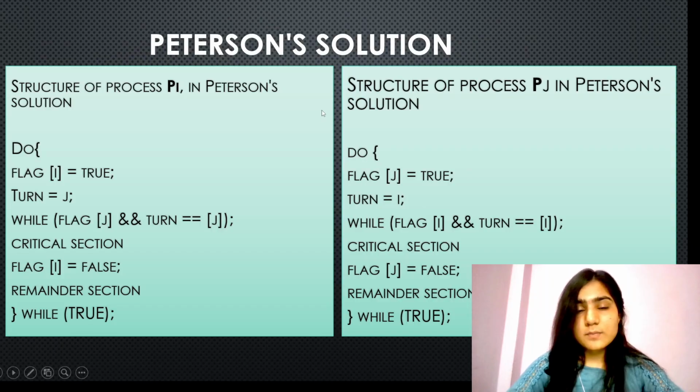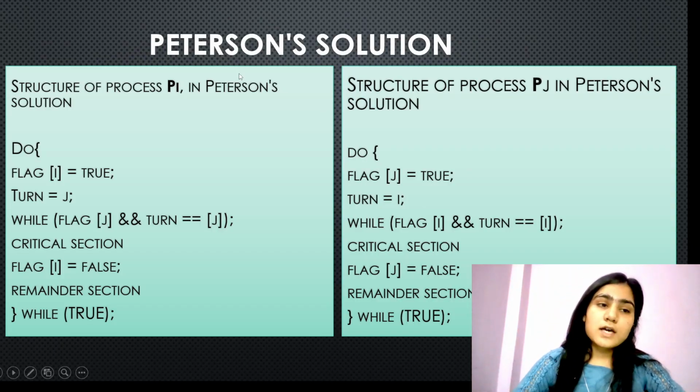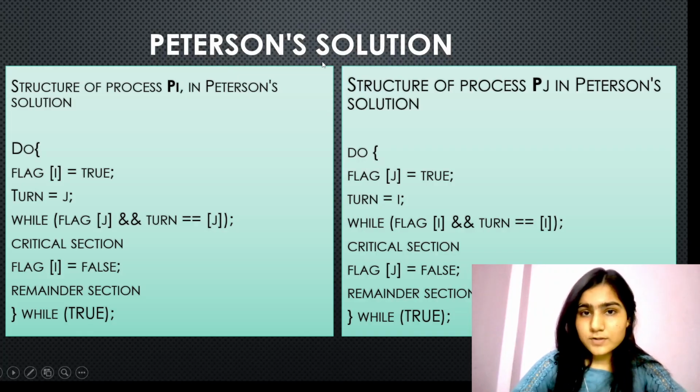Now we understand the Peterson solution by its code. Here we discussed earlier that the Peterson solution requires two processes. So we have two processes Pi and Pj. Here is the structure of process Pi in the Peterson solution, and here is the structure of process Pj in the Peterson solution. So here we have a do while loop.